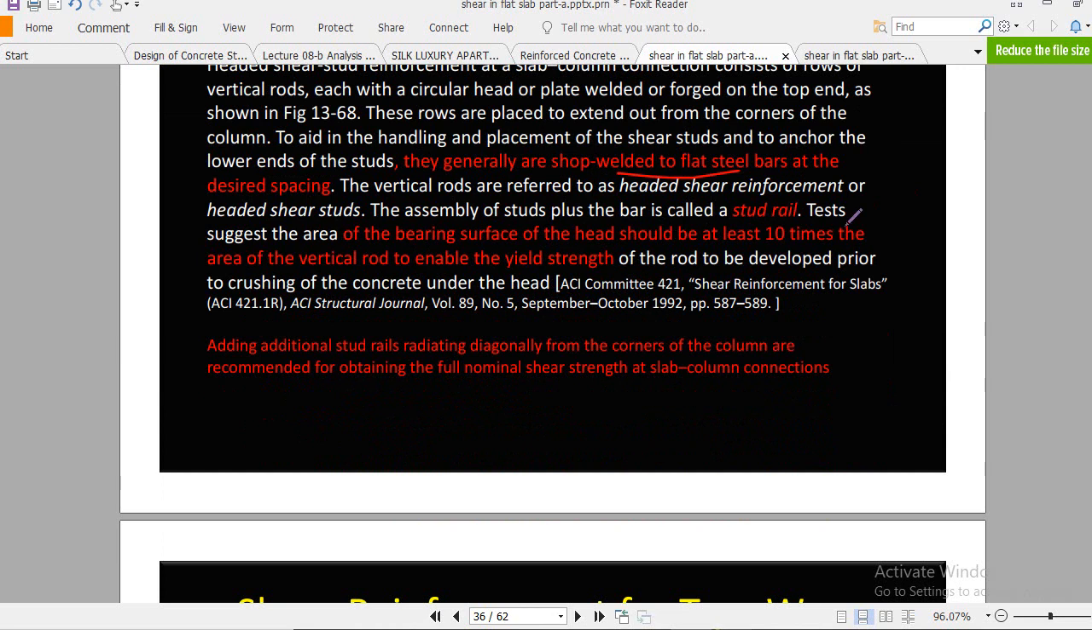You see here tests suggest that the area of the bearing surface of the head should be at least 10 times the area of the vertical rod to enable the yield strength. I already shared with you that the head is very effective to produce the yield strength in this shaft. Its area should be 10 times the area of this vertical rod, remember. And if you are interested, go and find the research paper relevant to the design of shear studs.